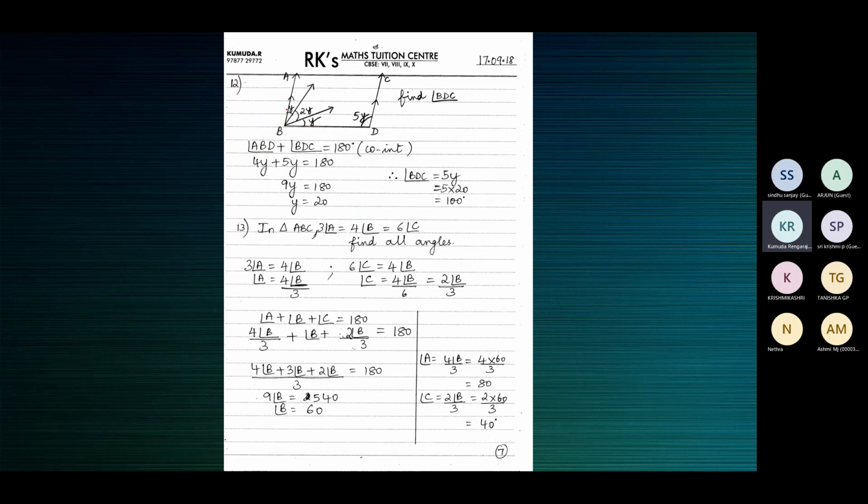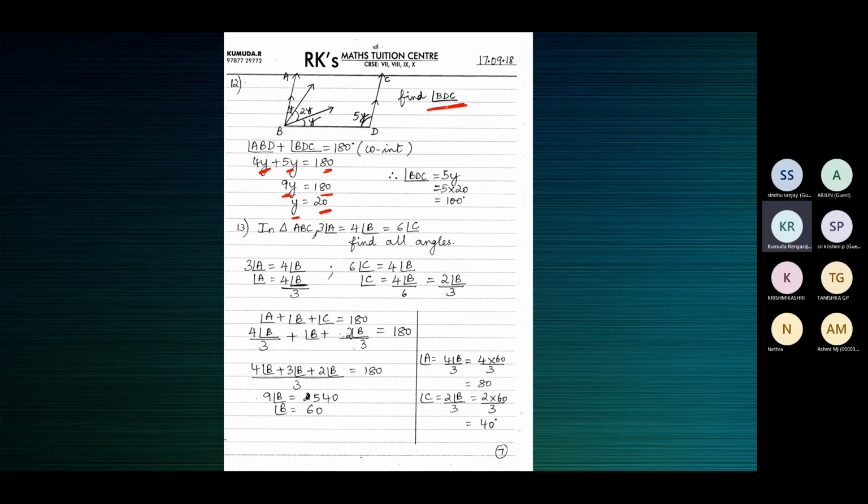The angles are supplementary. So this full angle ABD plus this full angle BDC is equal to 180. Co-interior angles are supplementary. So what is this full angle? y plus 2y, 3y plus y, 4y plus 5y is equal to 180. 9y is equal to 180. y is equal to 180 by 9, 20 degrees.